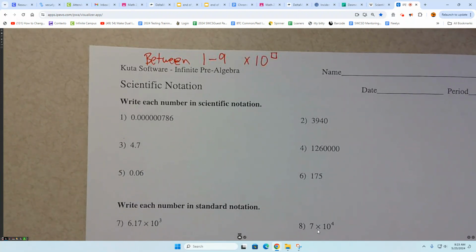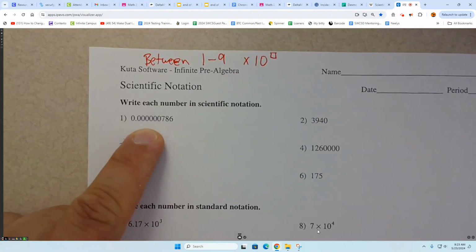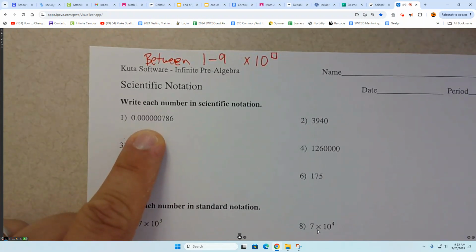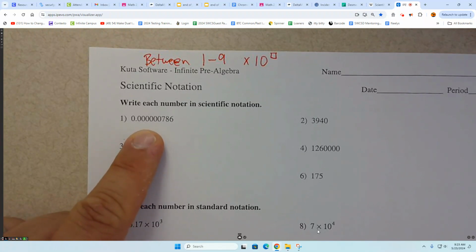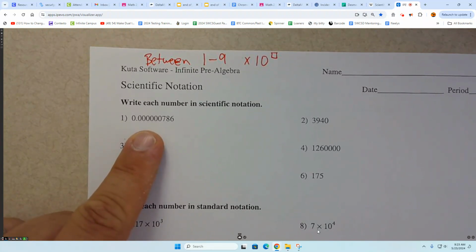Okay. So what do I mean by that? Yeah. That it has to be 1 through 9, and however many spaces the decimal moves, that's the exponent. Okay, yeah. And we've seen some of this. So if I'm looking at this number and I want to change it to a number between 1 and 9, somebody tell me what that number would be.